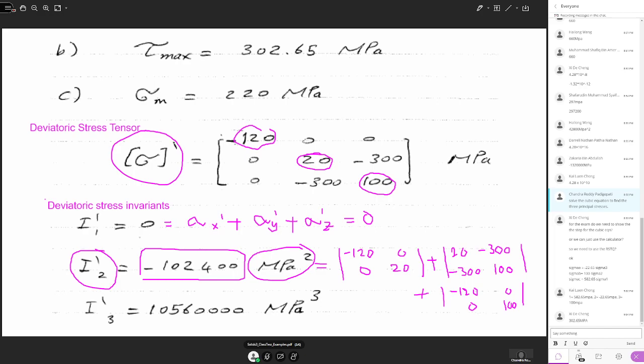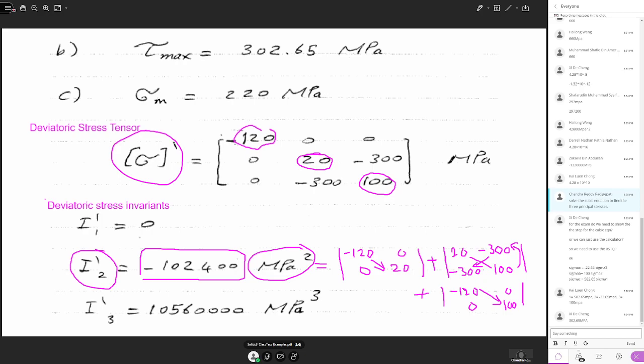So I clear the first deviatoric invariant. You can multiply this 120 by 20, then you multiply 20 by 100 minus. So you multiply this. Here you just multiply these two. Add up everything.